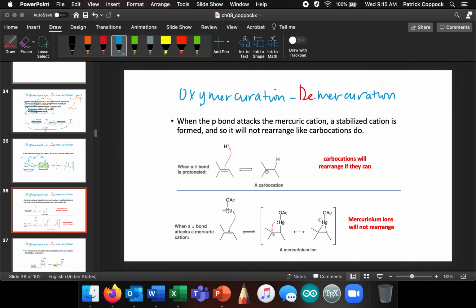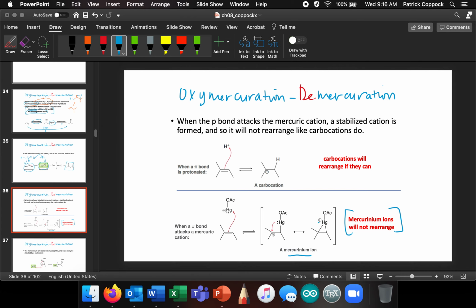Now, in this case, it attacks the mercury, right, which I said a second ago. But the mercury has an extra pair of electrons. So this becomes associated with that carbocation. Okay? Now, this is called a mercurinium ion. I can't imagine you'll be asked to name it, but the more often you say it out loud and write it out, the more you're going to like it. It's a mercurinium ion. This is an intermediate. It's resonance stabilized, as you can see.